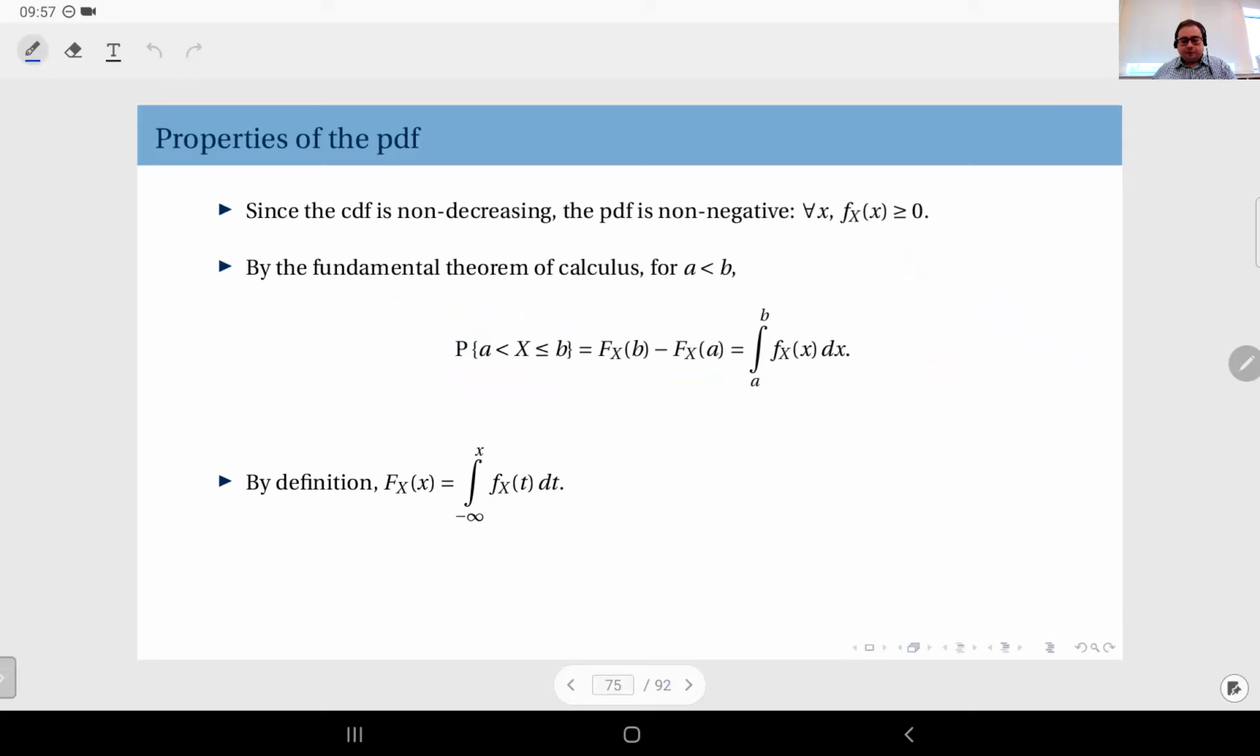Similarly, if you let a here go to minus infinity, now this will go to 0, as we have seen by the limiting properties of the CDF. And what you will be left with is just this. So if you take the integral of the PDF from minus infinity up to parameter x, and be careful, I'm using a different integrating parameter here, not x, because x appears in the integral limits. Therefore, I'm using t inside. And this integral will give you the CDF at point x.